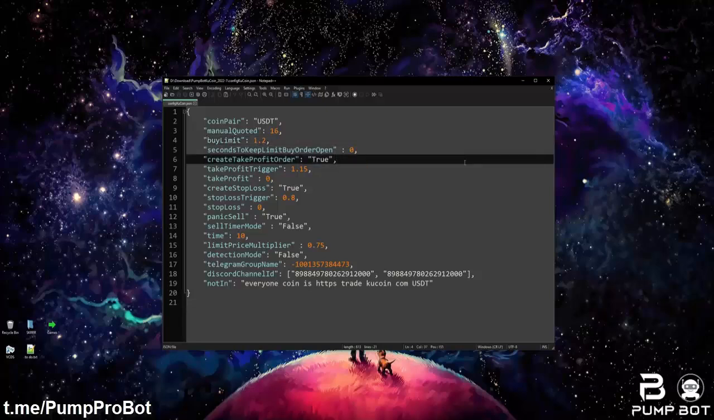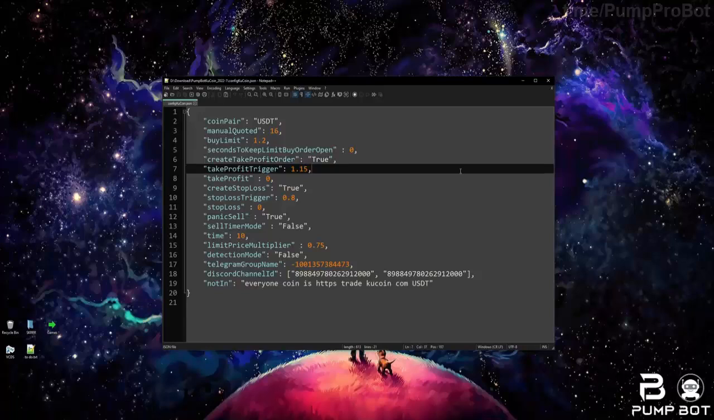Create limit sell order, or in case of Binance, create OCO order, is a feature which, if set to true, PumpBot will set two orders, one to take profit at a specific price and the other a stop loss. Then, if you set take profit trigger to a value, PumpBot will place the limit sell order equivalent to the buying price multiplied by the number in take profit trigger. For example, if you use take profit trigger 1.5, PumpBot will place the sell order with profit 50%. If the price is hit, you will sell all your coins with profit 50%.